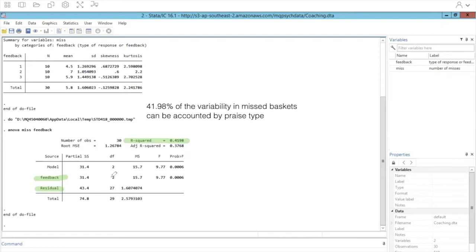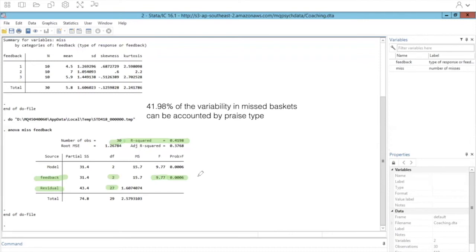The degrees of freedom for this model are 2 and 27. Remember that degrees of freedom for this factor is simply the number of levels minus 1. And the degrees of freedom error is simply the total number of observations, which can be found here, minus the number of levels in your factor. And finally, we have an F statistic of 9.77 and a p-value of 0.0006. So this means that our omnibus ANOVA is significant.